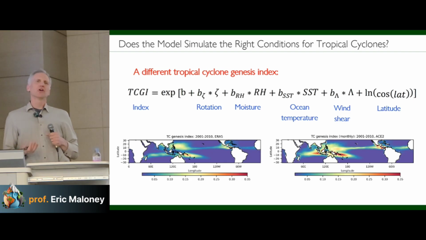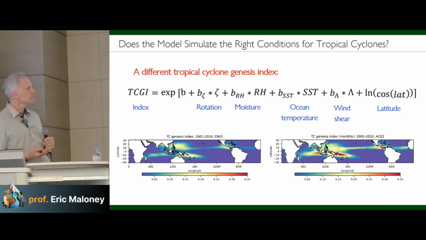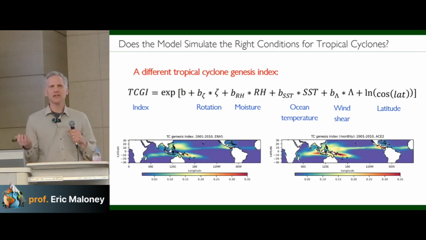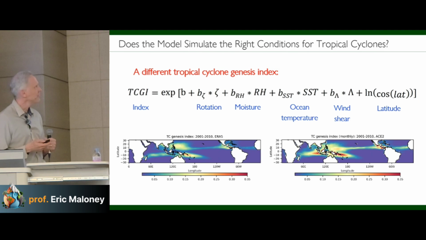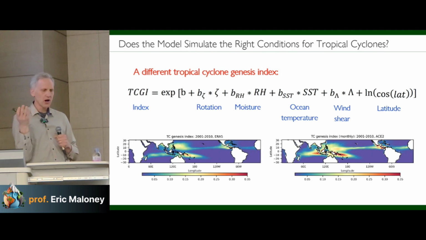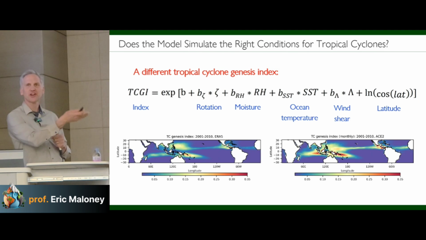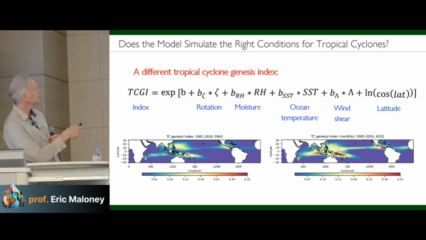All right, so the first thing that we want to look at with this AI-based model is, does it simulate the conditions that are favorable for tropical cyclones in the tropics? I mentioned one version of these genesis potential indices before. I'm going to show another one here. This is a genesis potential index developed by Michael Tippett and collaborators at Columbia. What it diagnoses is the favorability for tropical cyclone formation here. That's what TCGI is going to represent.